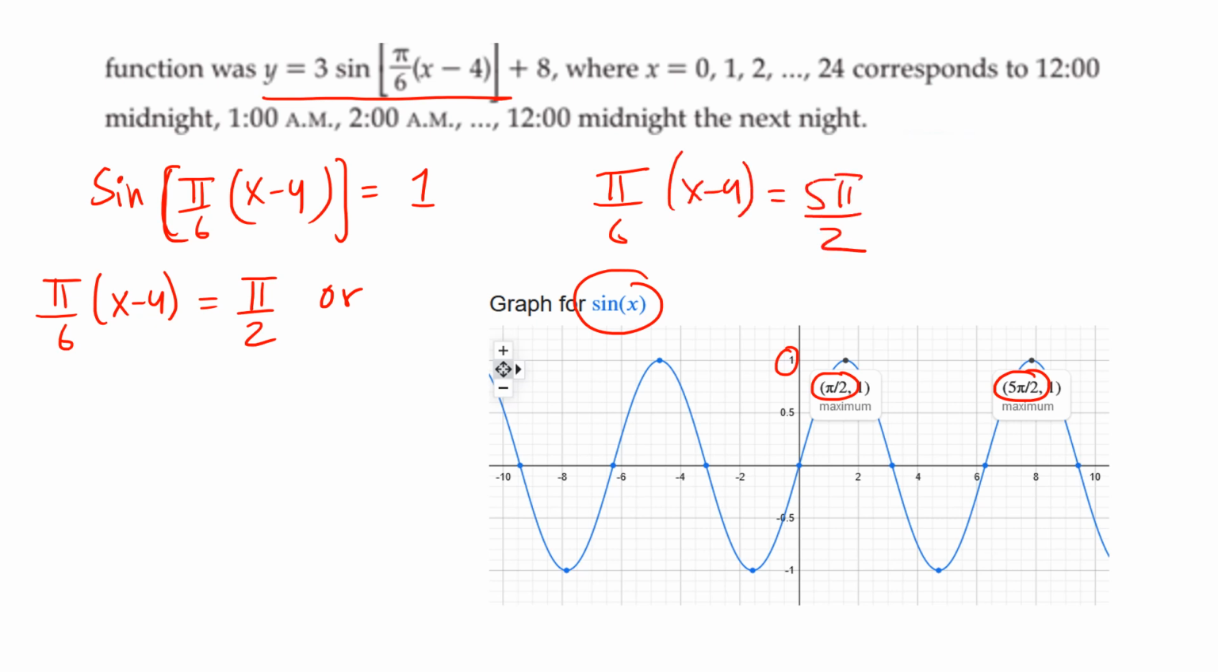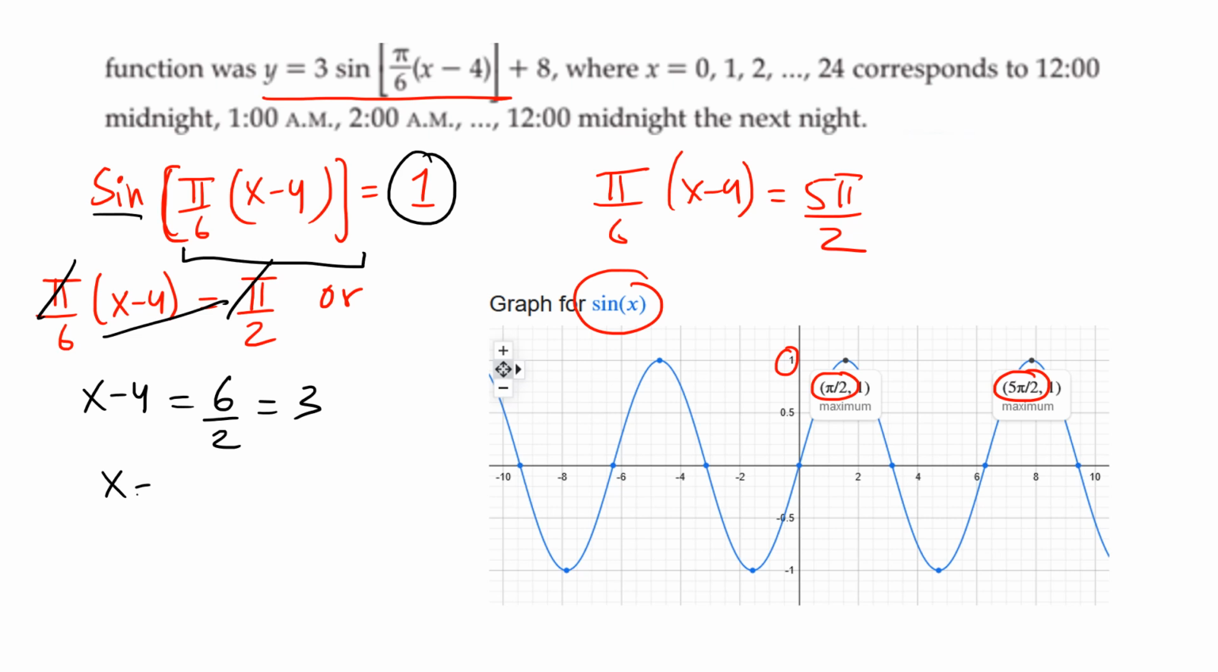I hope it is clear. So I repeat, we want the maximum value of depth, so I want this sine value to be 1, because the maximum value of the sine x or sine theta graph is 1. So now I will solve. Pi and pi will cancel. So x minus 4, I can cross multiply, is equal to 6 divided by 2. So x is going to be 4 plus 3, which is 7. So x equal to 7, that's the first value.